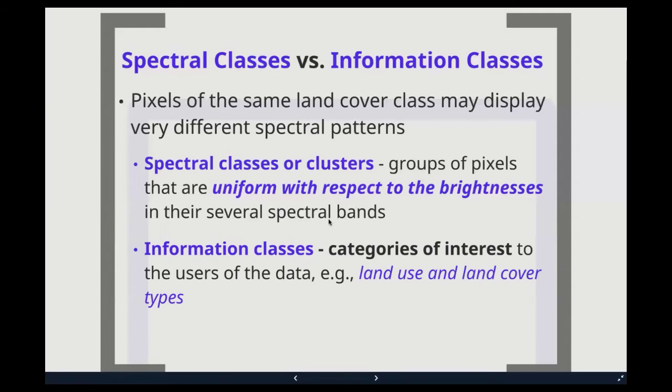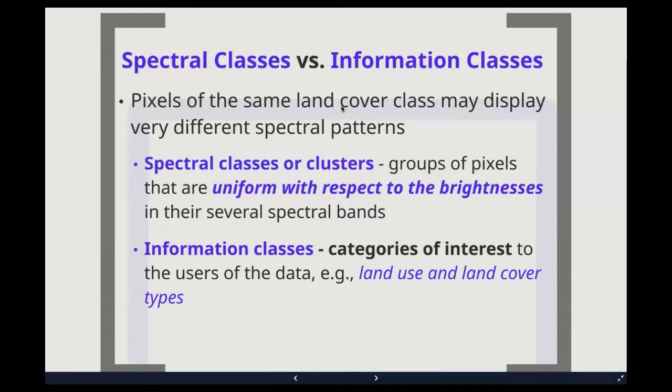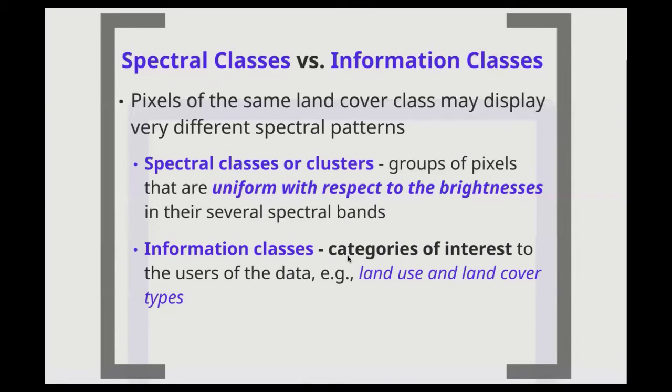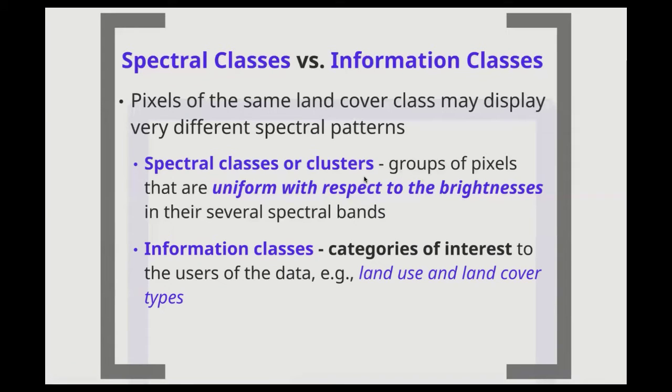What really makes things more challenging is that the ground features are very complex. Sometimes pixels within the same information class may be categorized into different spectral clusters. And what makes things even worse is that pixels within the same spectral class may actually refer to different information classes. So this really makes the image classification process challenging.